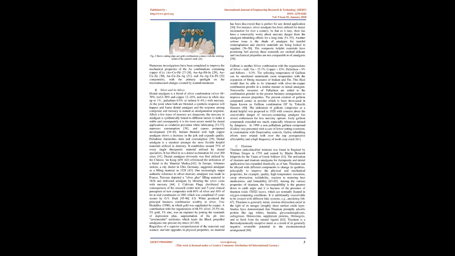S. S. White produced the principal business combination rich in silver, True Dent Alloy, in 1900, in which gold was supplanted by copper. A combination with the composition of 68.5% silver, 25.5% tin, 5% gold, 1% zinc was engineered by joining the standards of depression plan, augmentation of the pit into invulnerable territories, which leads the Black-propelled amalgams into present-day times. 47 to 49.